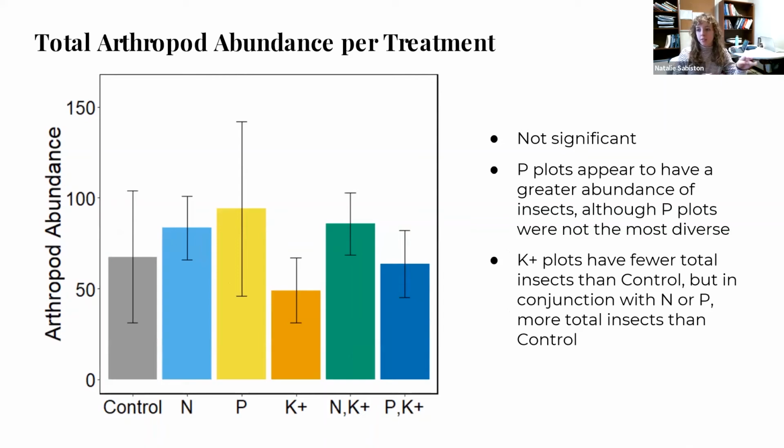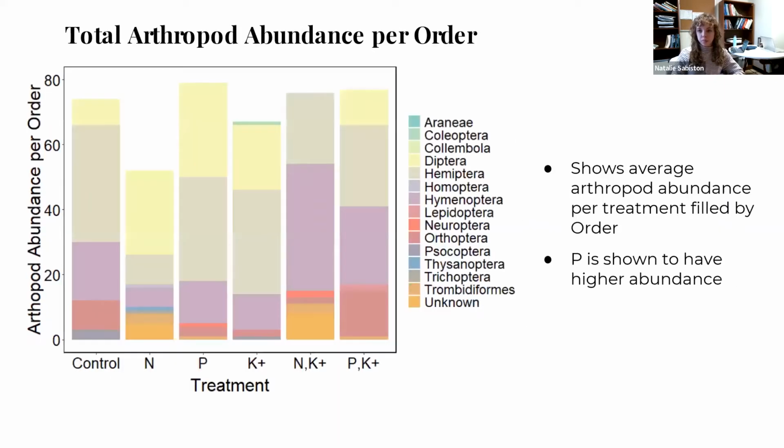The phosphorus plots have the greatest arthropod abundance, despite not having the highest diversity levels when you look specifically at order or family. The potassium plots have a lower arthropod abundance compared to the control, which is a recurring theme, but when combined with another treatment, the abundance is greater.